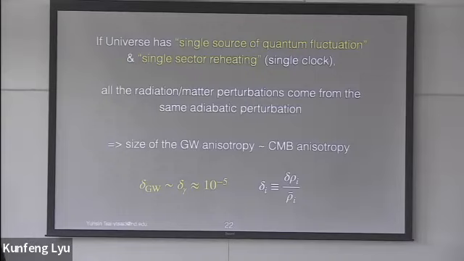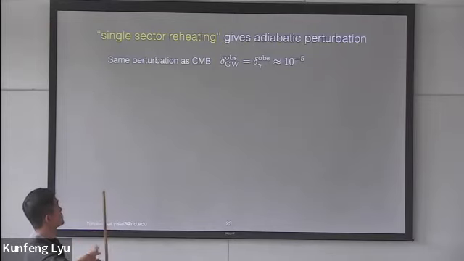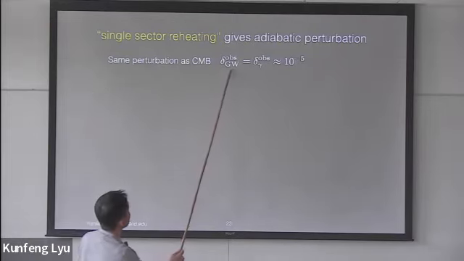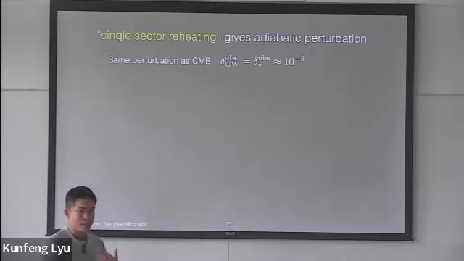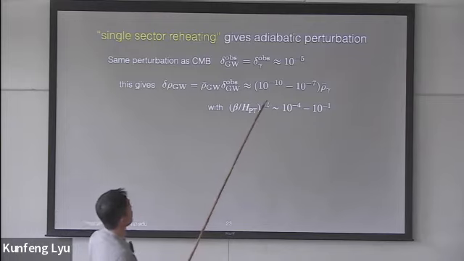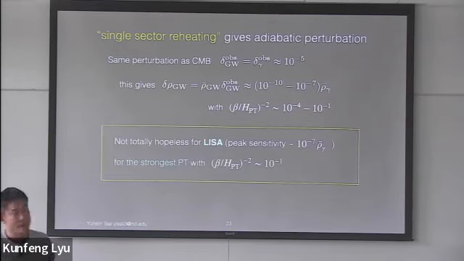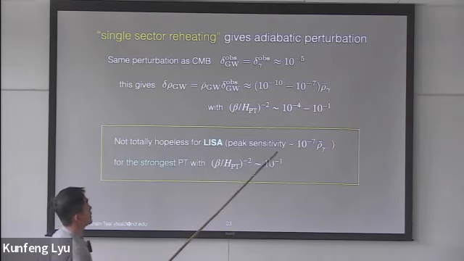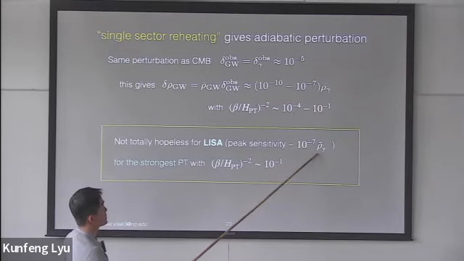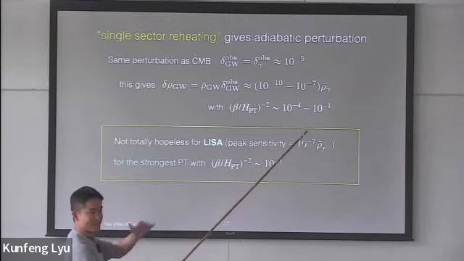Already from here, I can do a very rough estimate of the size of the fluctuated energy density from one point in the sky to the other for gravitational wave. The size of the perturbation is of order 10 to the minus 5. Combined with the average energy density that I described before, this gives an energy fluctuation of about 10 to the minus 10 to 10 to the minus 7 of the photon energy density. The peak sensitivity of LISA is about 10 to the minus 7 of the photon energy density. So it is very hard, but not totally outside of consideration.